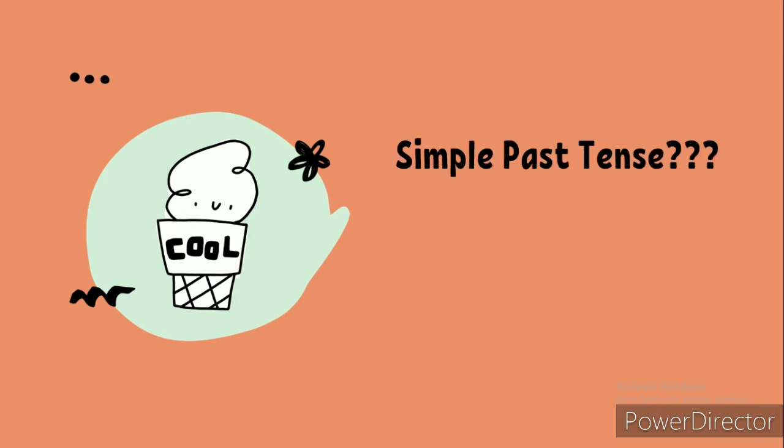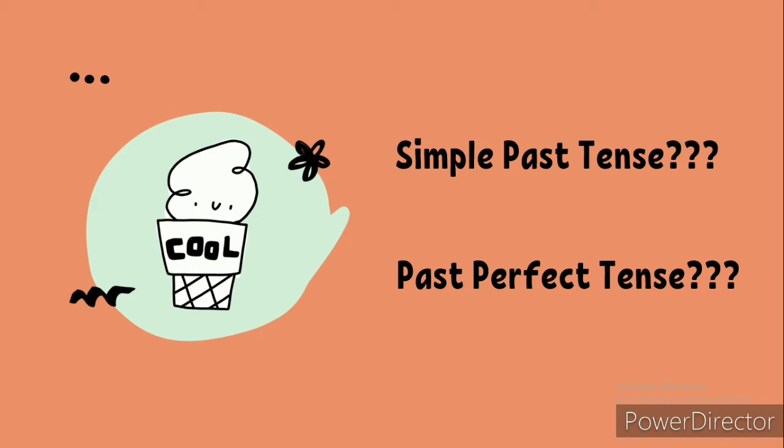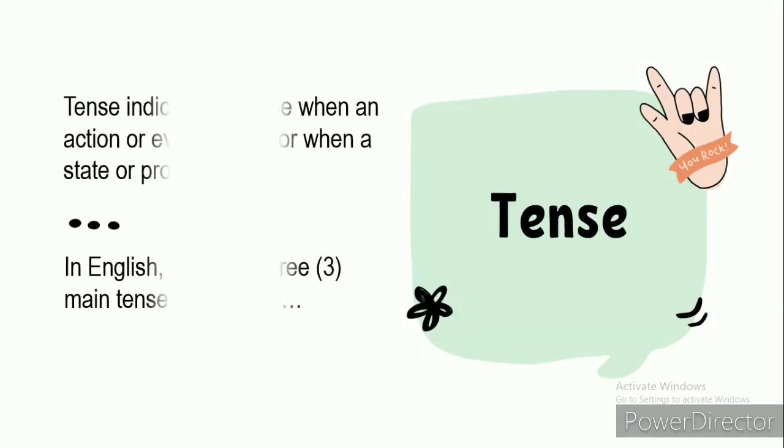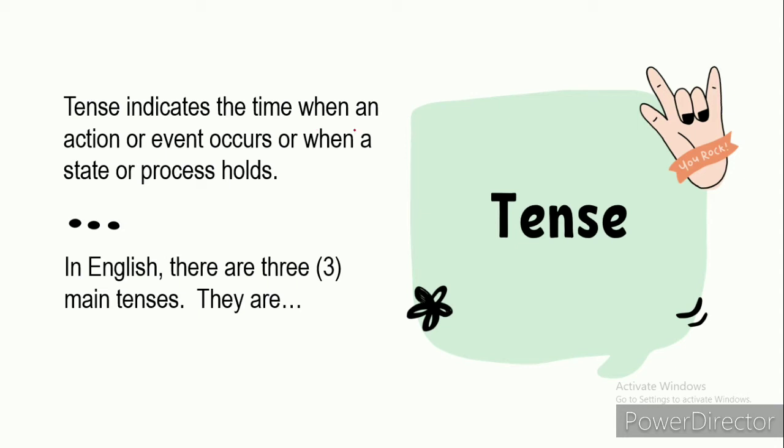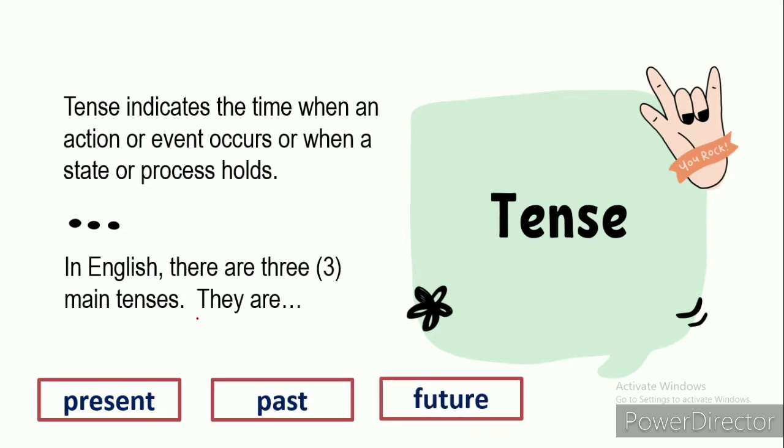But what is simple past tense? How about past perfect tense? Let's find out. But before that, let us review first what tense is. Tense indicates the time when an action or event occurs or when a state or process holds. In English, there are 3 main tenses. They are present, past, and future. But today, we will focus on the past tense.